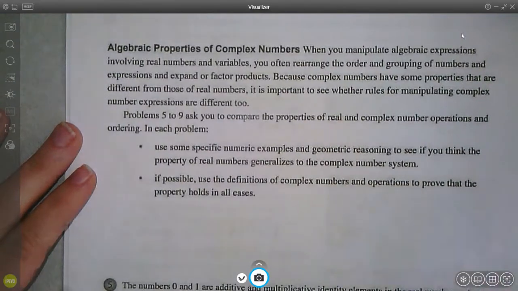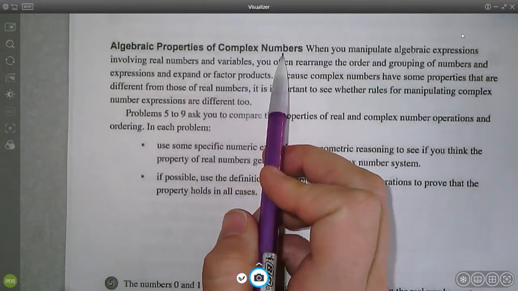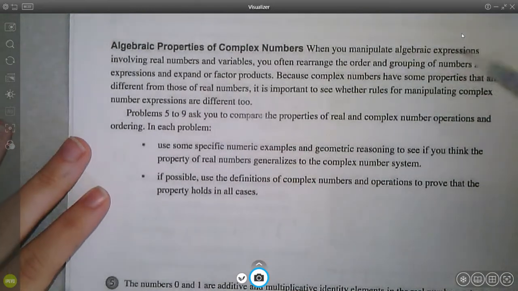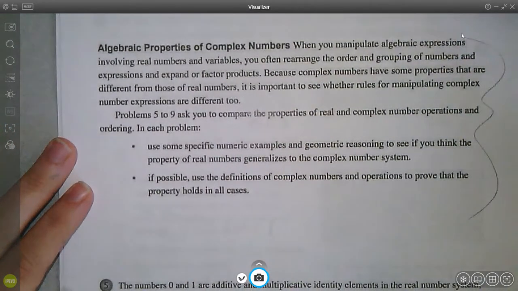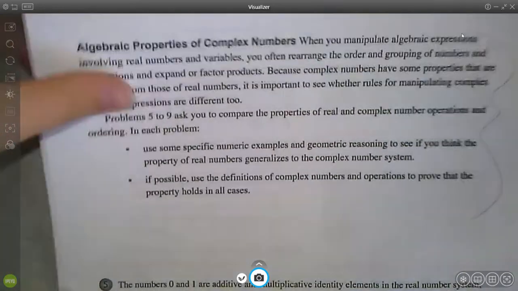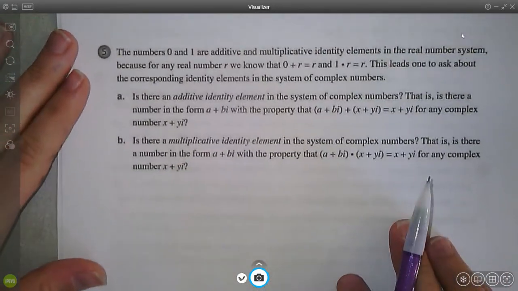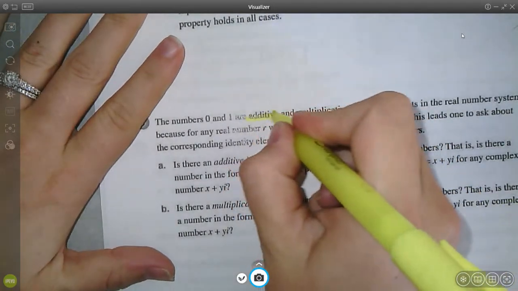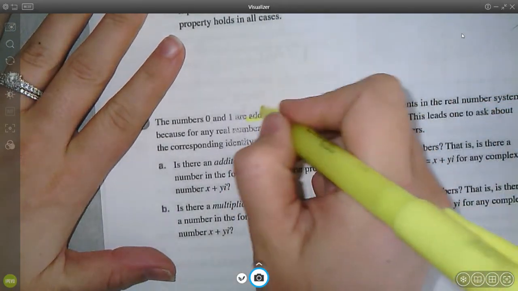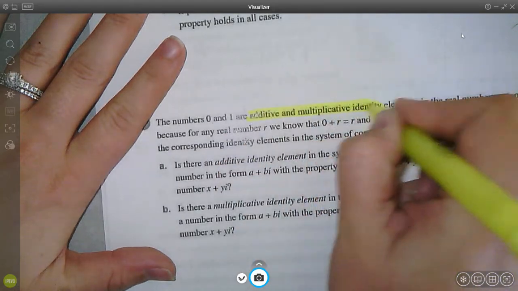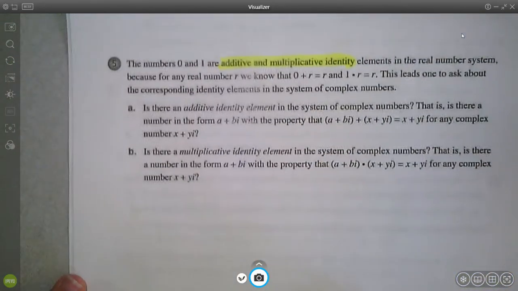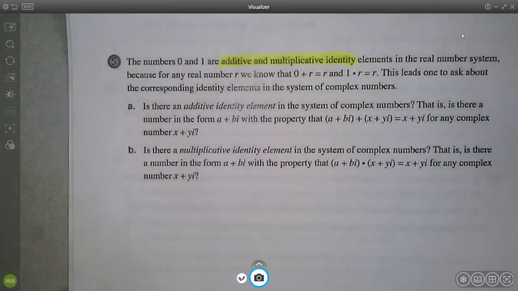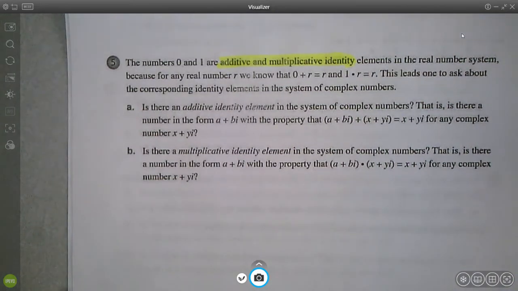All right, so it's talking about algebraic properties of complex numbers. So go ahead, pause the video, read through this. So what we are going to do, number 5 says the numbers 0 and 1 are additive identity elements. So additive and multiplicative identity is what you need to know here. So identity means that you are going to add or multiply a number, and when you do that, you get the same number out. That is what identity means.